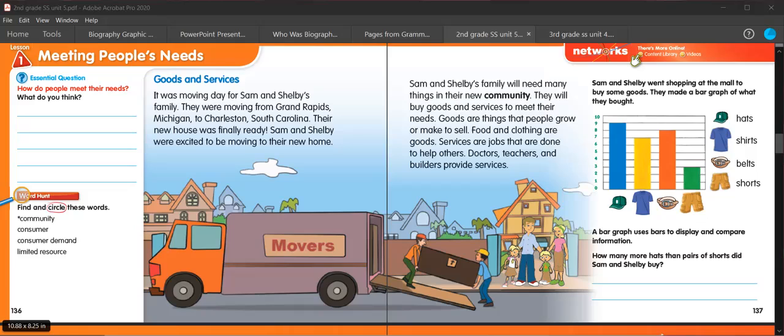Once you've completed that, we're going to look at the word hunt underneath where it says find and circle these words. You have the words community, consumer, consumer demand, and limited resource. So let's go ahead and listen to our reading.